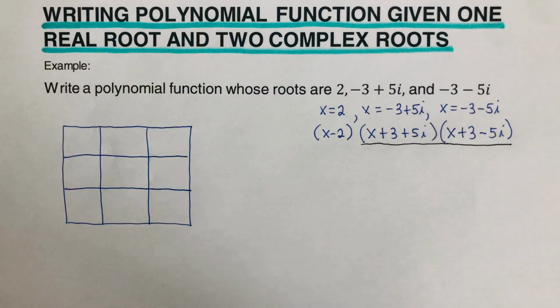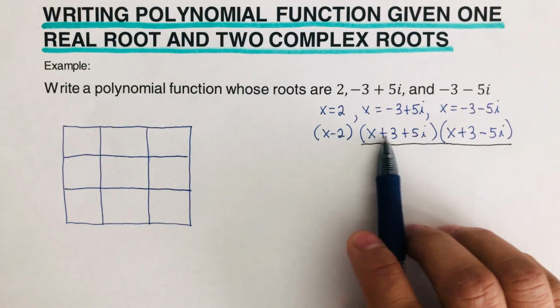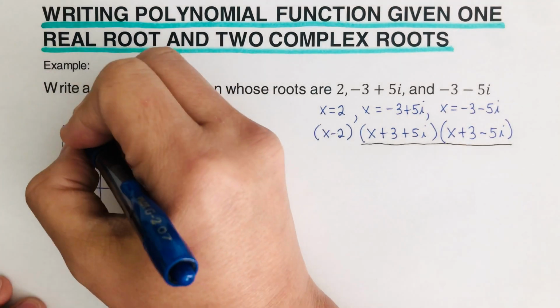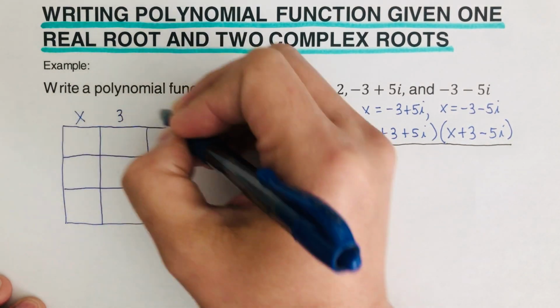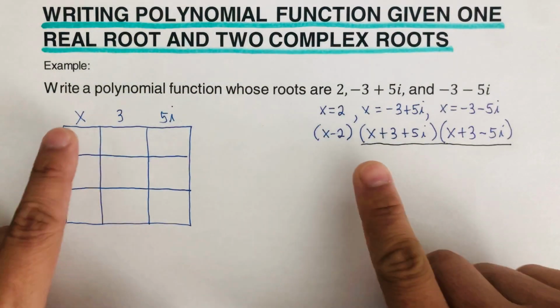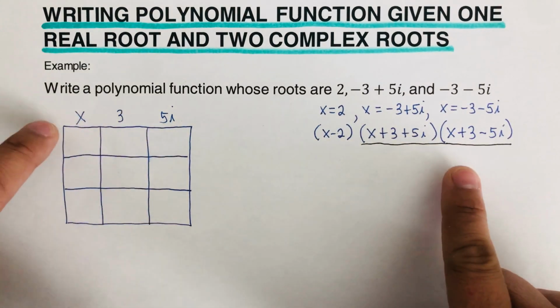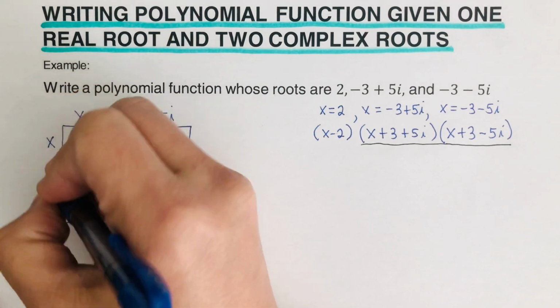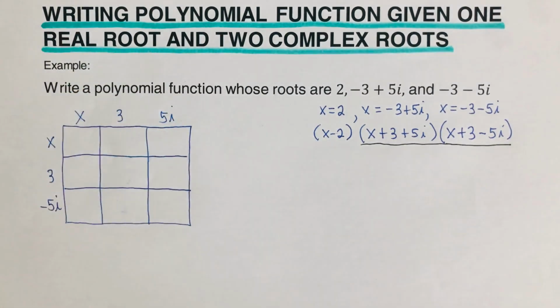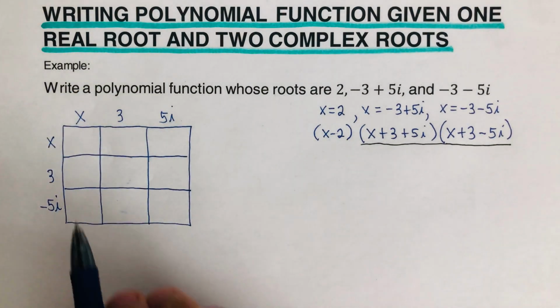Okay, the one that we write on the box here would be these terms right here. So it's going to be x, 3, and 5i. So I wrote the x, 3, 5i. Then I will write this on the vertical side right here. Okay, the next thing we're going to do is to multiply this.